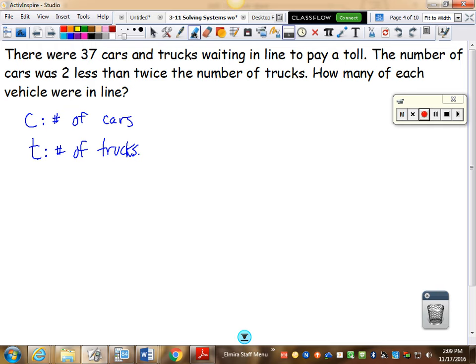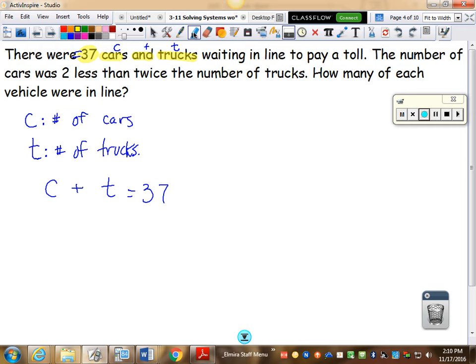So it says there were 37 cars and trucks. So 37 to me sounds like a total. So it should go after an equal sign. Then it said cars and trucks. So cars plus trucks. So the number of cars plus the number of trucks equals 37. Well, that's an equation already.